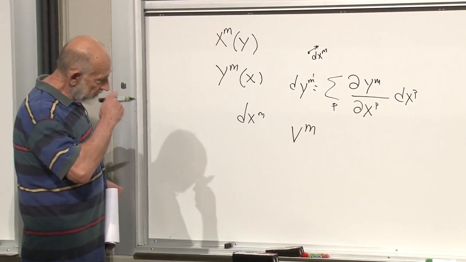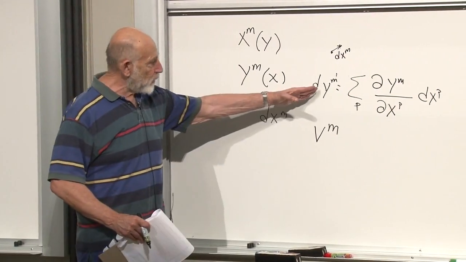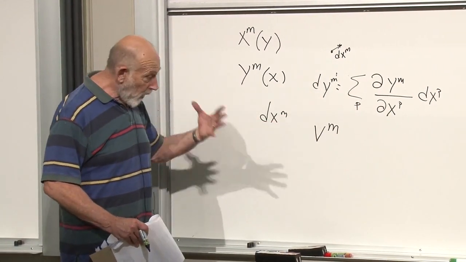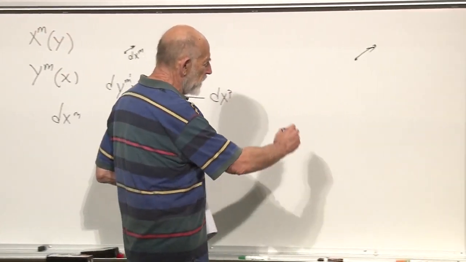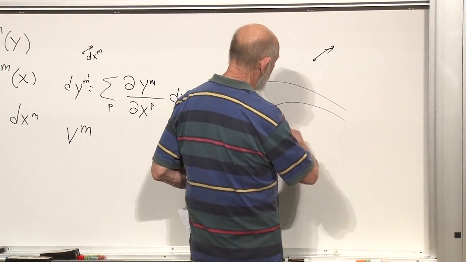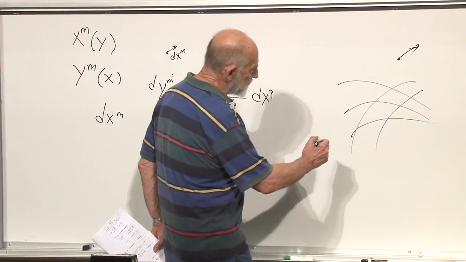which in the primed frame, when I speak about the primed frame, I'm speaking about the y frame, the y coordinates. Let's go back for a second. What are we talking about here? We have two sets of coordinates. Let's just draw one set of coordinates. And we have a little vector someplace.